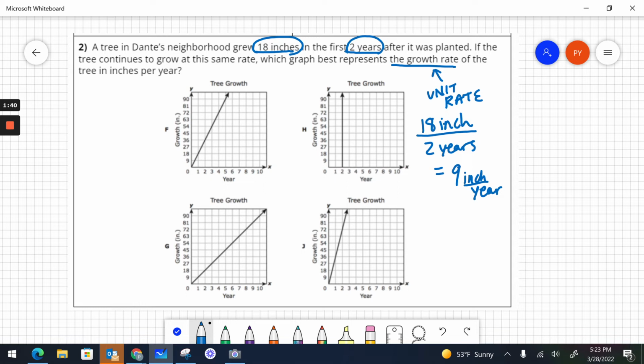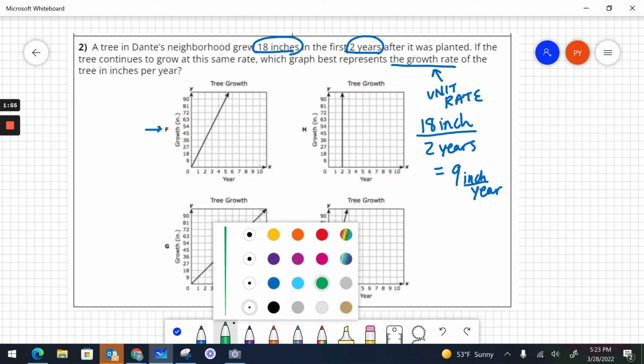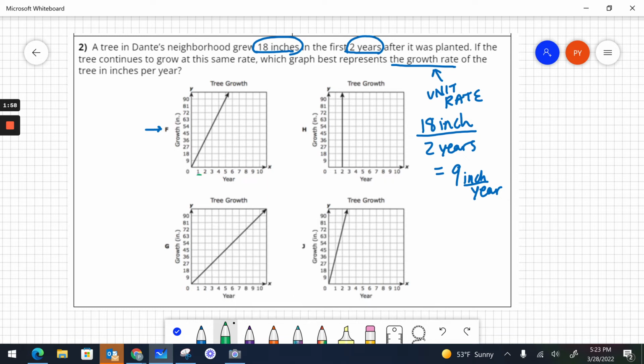So now I want to look for which graph is showing me 9 inches every 1 year. Let's start by looking at option F. Option F, at 1 year, let's check, it's at 18 inches. So this would be 18 inches every 1 year. But we want 9 inches per year, so that one doesn't work.